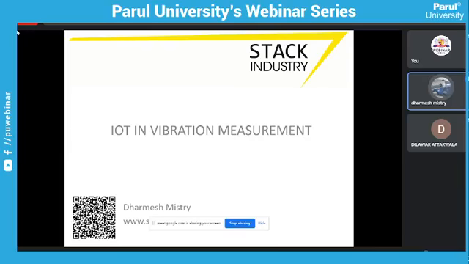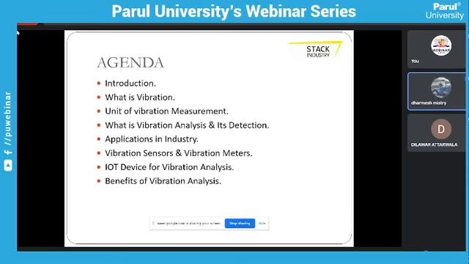So today we are going to discuss a small topic: vibration measurement, vibration analysis, and what is IoT in vibration measurement. Today's agenda: I will give you a short introduction about what is vibration and what is IoT, what the different units of vibration measurement are, how vibration analysis is done, and how we can detect various problems in mechanical machines due to vibrations, or how the vibration starts. Then what the different applications in industries are, what the different instruments to measure vibration are, what industrial devices or analyzers or other devices there are to measure vibration.